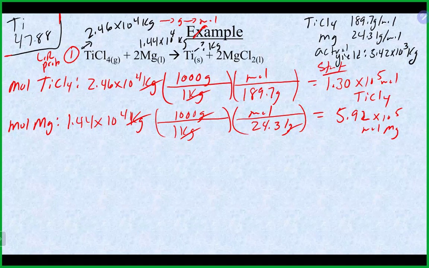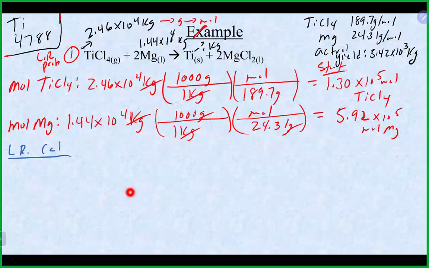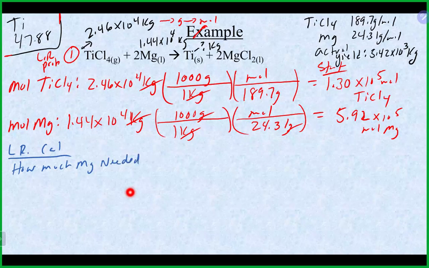Now that we have them into moles, before we can really continue on with the stoichiometry part of the calculation, here's the part where we can determine which one is the limiting reagent. And here I'm going to do my limiting reagent calculation. In my case, I'm just going to figure out how much magnesium is needed to basically use up all my TiCl4. So I'm going to start with my TiCl4, which is 1.3 times 10 to the 5 moles.